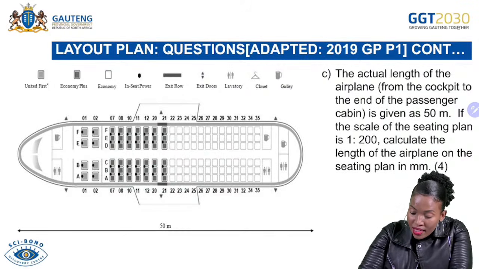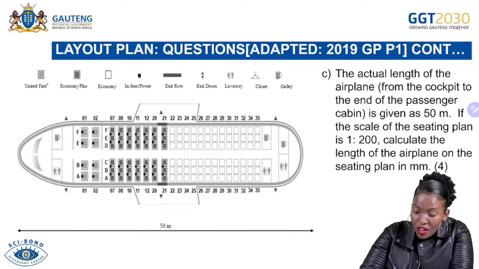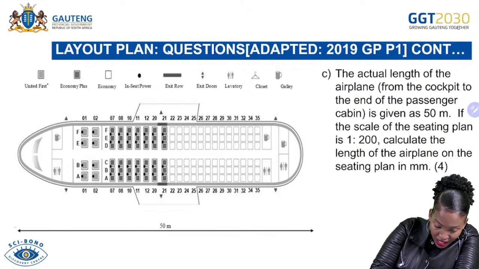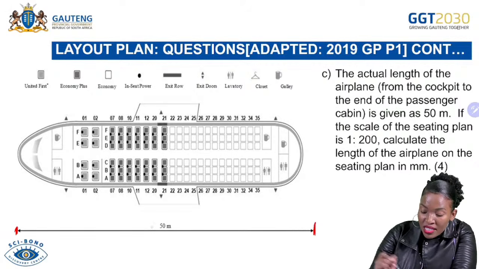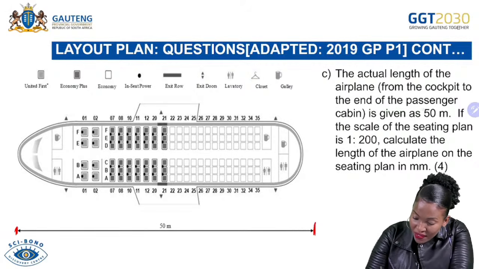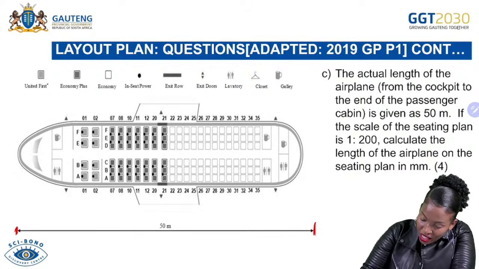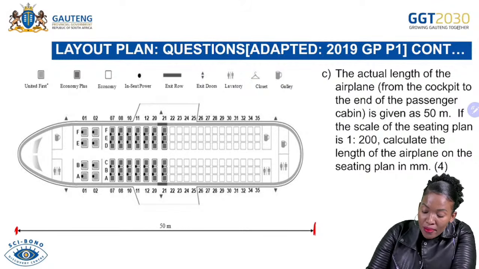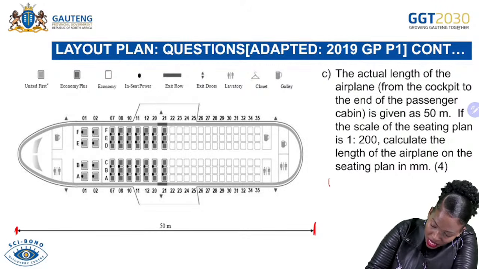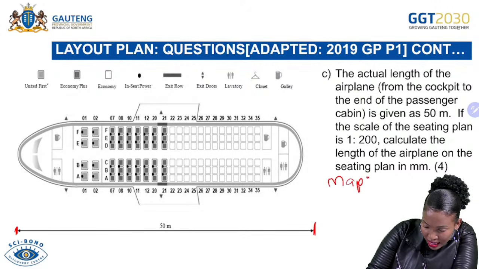The actual length of the airplane from the cockpit to the end of the passenger cabin is 50 meters. Here, they've done it for us. They've made the actual length from here to there. It is actually 50 meters long. If the scale of the seating plan is 1:200, calculate the length of the airplane on the seating plan in millimeters. Remember, I said when you write your scale, it is always the map distance to the actual distance.